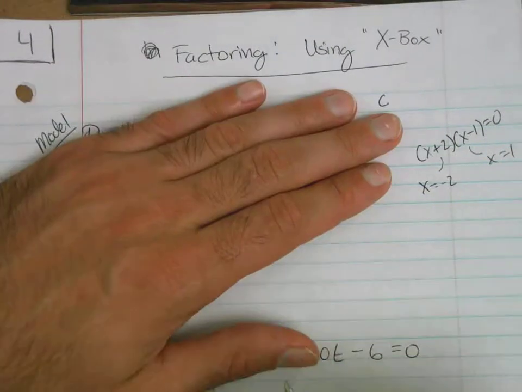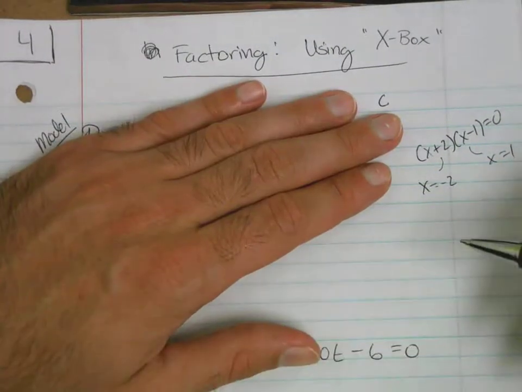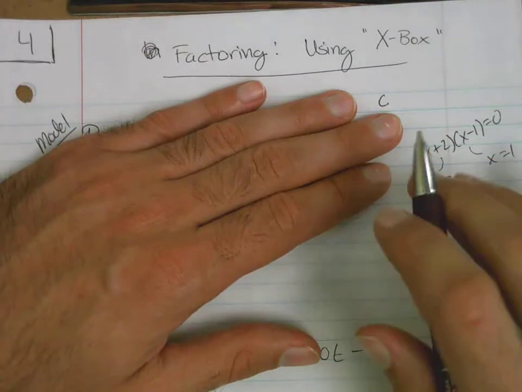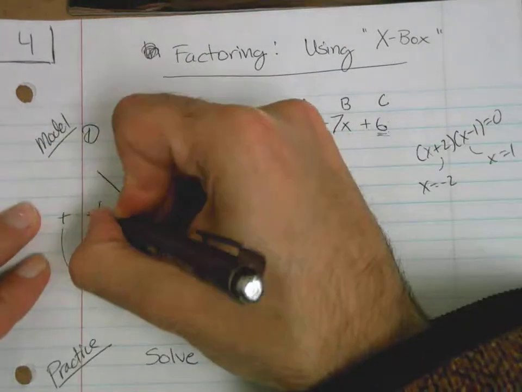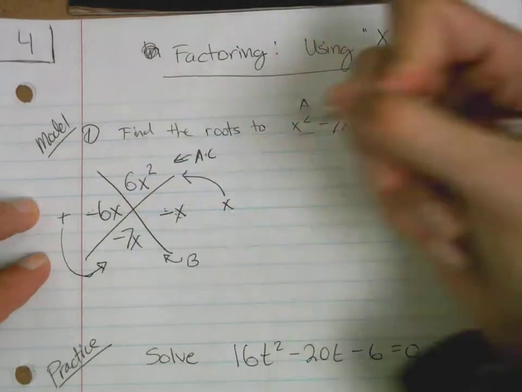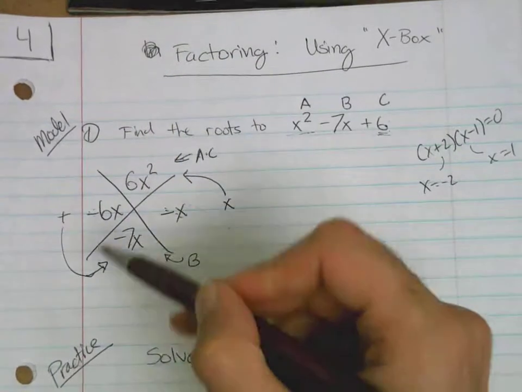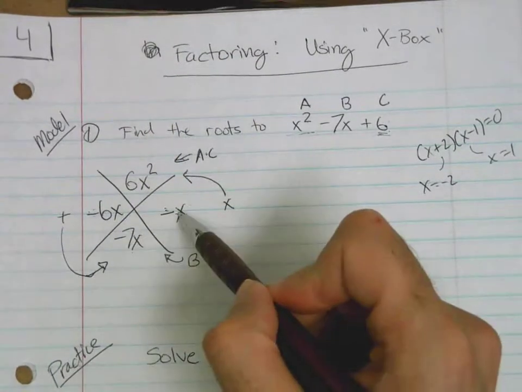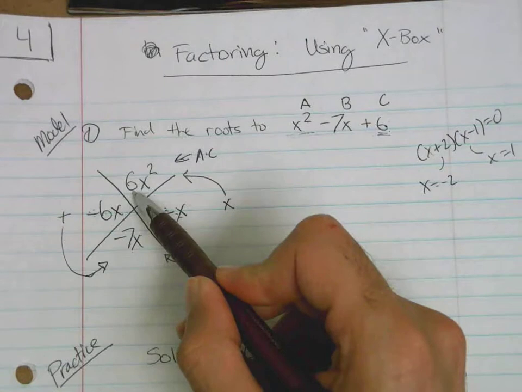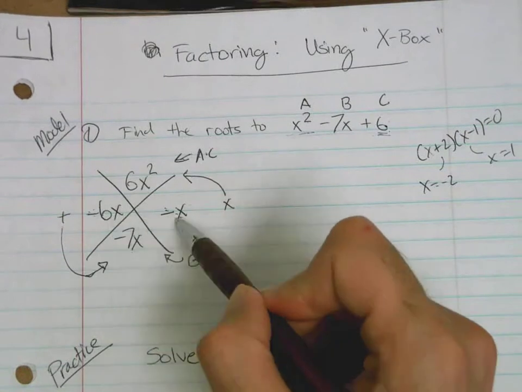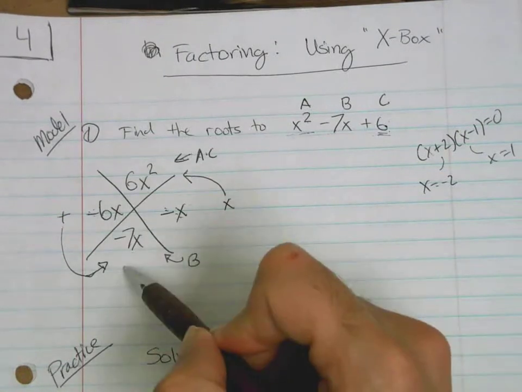Okay, who has those two terms? That's right. Very good. It's a negative 6x and a negative x. A negative 6x times a negative x is 6x squared. A negative 6x plus a negative x is a negative 7x. Now we've got to move on to the next step.